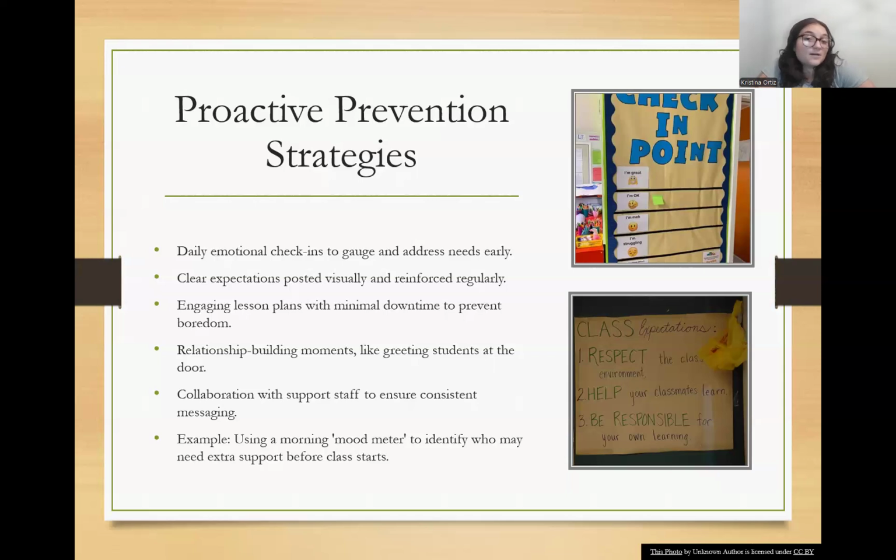Engaging lesson plans with minimal downtime to prevent boredom. Relationship building moments like greeting students at the door. Collaboration with support staff to ensure consistent messaging. So, example, using a morning mood meter to identify who may need extra support before class starts. That's what I was talking about with the check-in. Or even if you're standing at the door greeting the students, you can kind of gauge where they are before they enter the classroom.